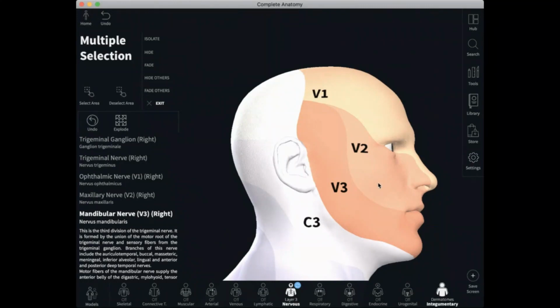If there is any dental caries in the upper jaw, the pain impulse goes through the V2 branch, the maxillary branch, of the trigeminal nerve. If there is any dental caries in the lower jaw, the pain impulse goes through the V3 branch, the mandibular branch, of the trigeminal nerve, and then it goes to the brain. So this is the dermatomal pattern.